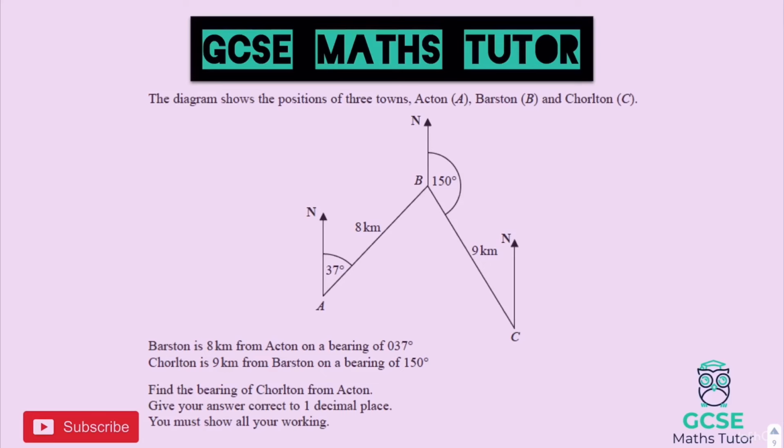So my hints for this question, if you haven't already paused it, are the steps we're going to have to go through. It says in the question that it wants to find the bearing of Chorlton from Acton. So Chorlton from Acton is over there. It's asking us to find the full bearing from here to here, thinking about what we had in the last question as well. It wants it to 1 decimal place, and all the information in the question is given to us.